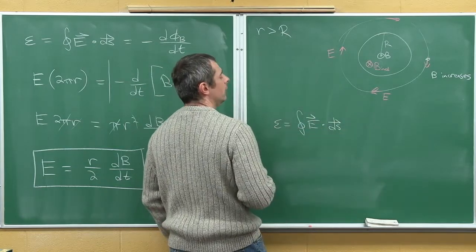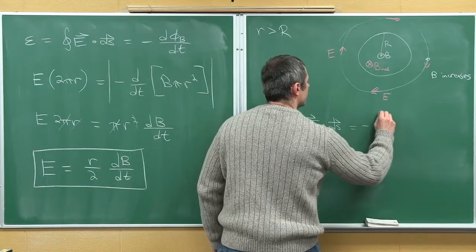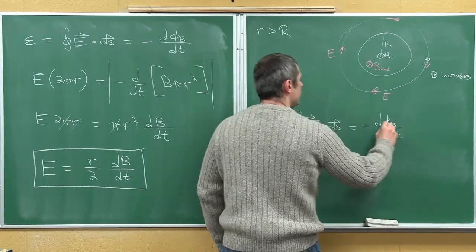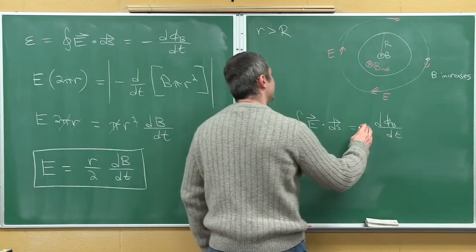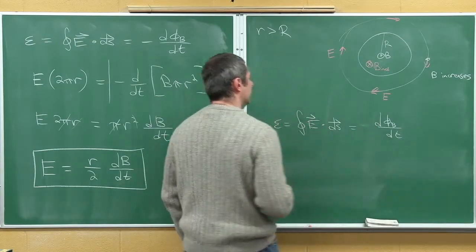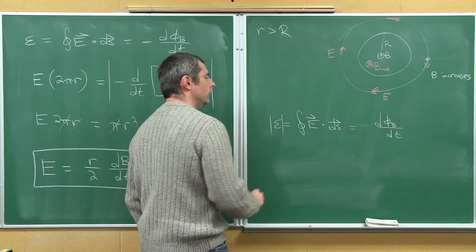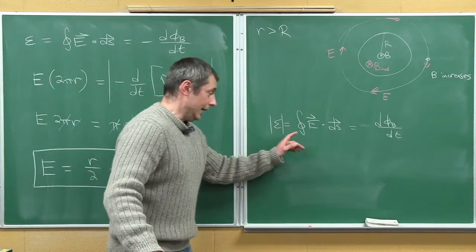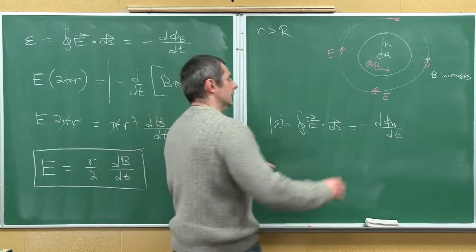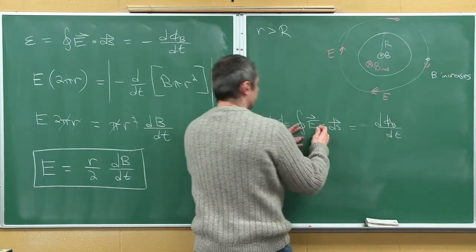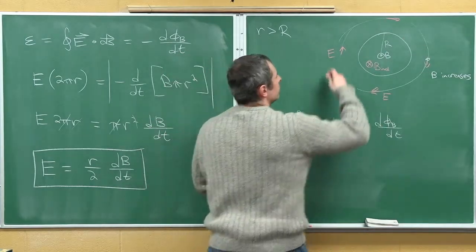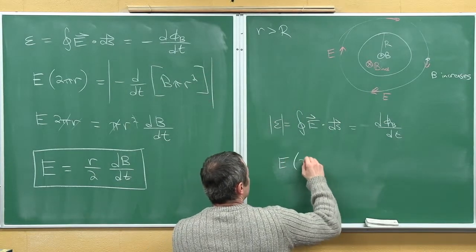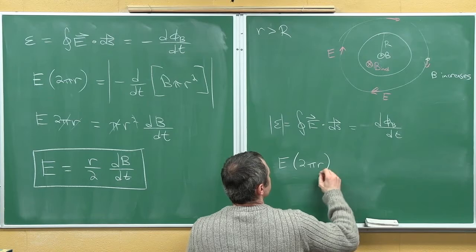It's the electric field along a path. And maybe what I'll do is just find the magnitude. So I will just go like this and say the magnitude of the voltage. This is like Ampere's law again. The electric field is a constant around a circle, so it comes out of the integral. We're just integrating ds around a circle, which gives us 2 pi r.